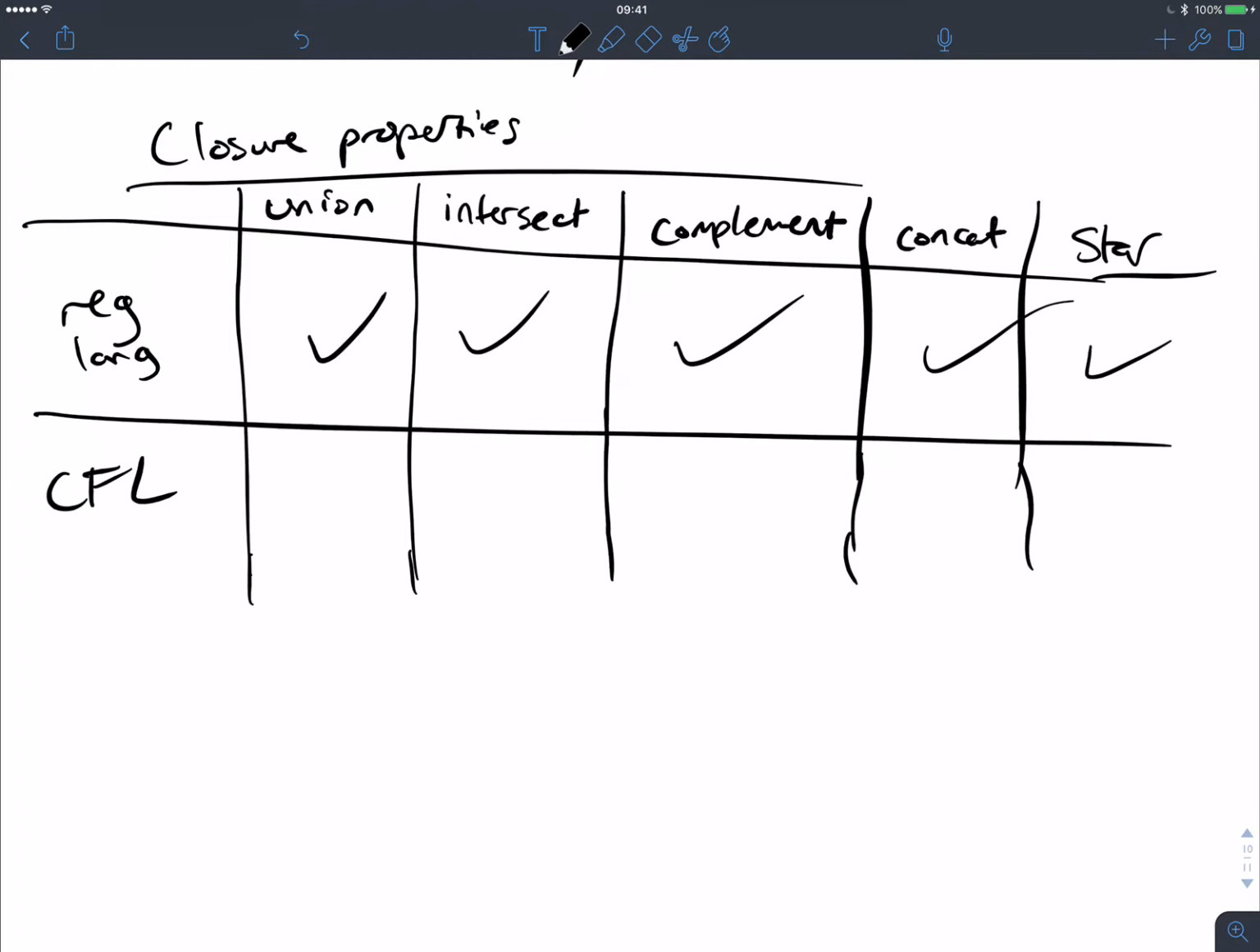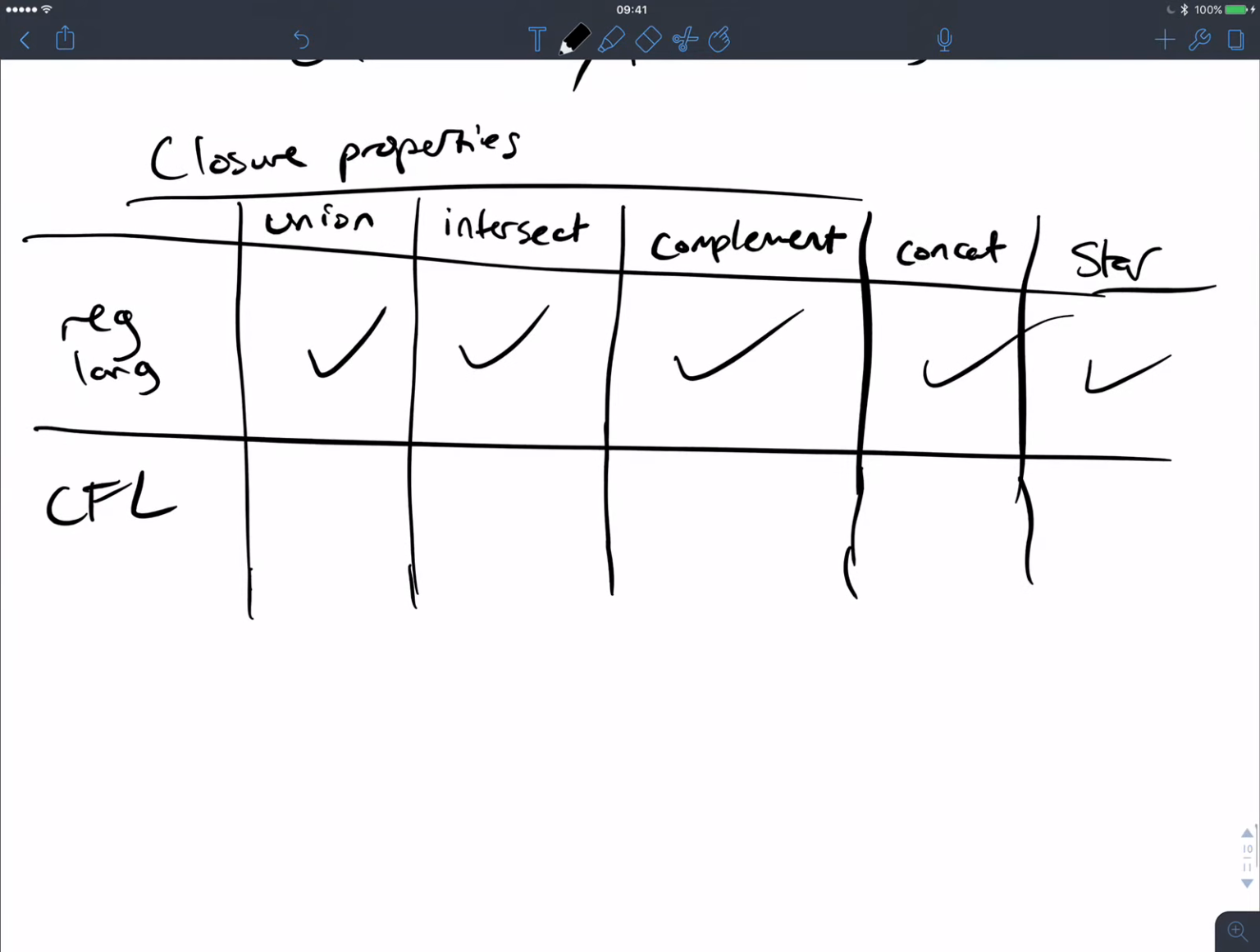Union and intersect are product construction. Complement, just flip the final and non-final states of a DFA. Concat, we used NFAs for that, and NFAs are equivalent. And star, we also used NFAs. What about for CFLs? So we saw union, yep. What else did we see? Concat and star, good. Intersect and complement? No.